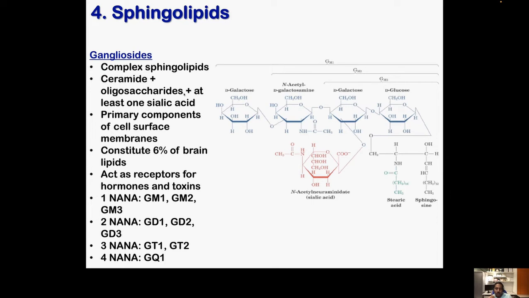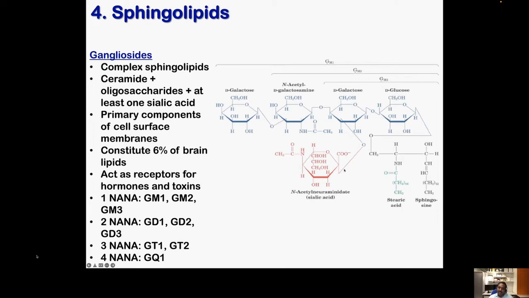Plus, it will have at least one molecule of sialic acid, which is basically N-acetylneuraminic acid. It's also known as sialic acid. So what is a ganglioside? It's a ceramide unit plus a few sugar molecules or oligosaccharides plus definitely at least one sialic acid residue. That's what is called a ganglioside. They are the primary components of cell surface membranes, and they constitute around 6% of the brain lipids. It's really important, that's why they're called gangliosides. They act as receptors for hormones and several toxin molecules.